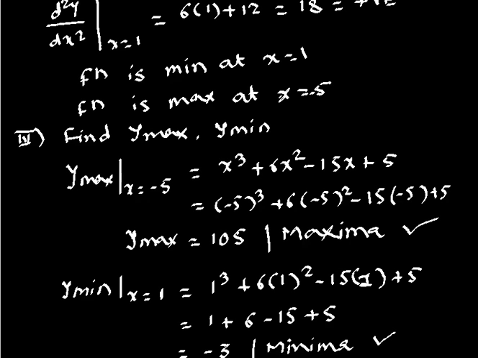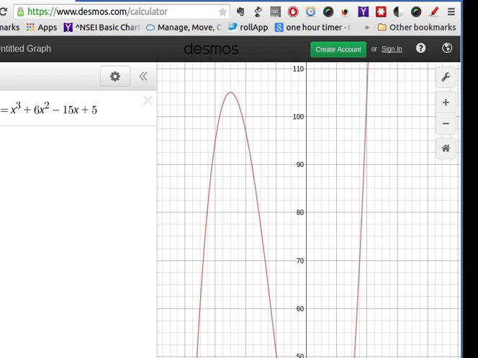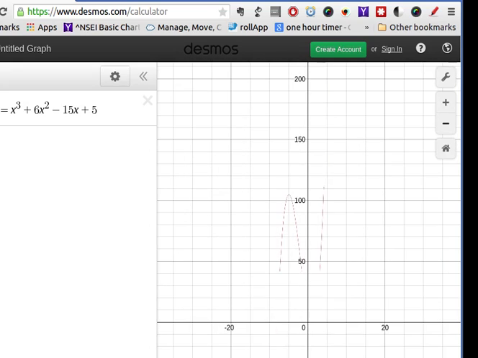Now let us verify graphically whether what we have done is correct or not. So this is the tool. Y is equal to, I have put, the website is desmos.com/calculator. So I have put this equation, y is equal to x cube plus 6x square minus 15x plus 5. The graph looks like this. This is the graph of that equation.